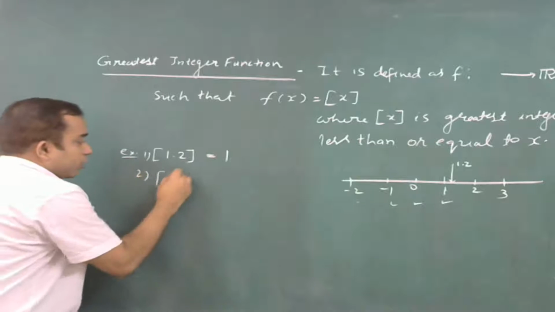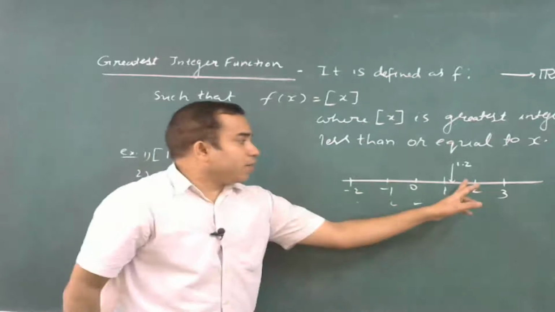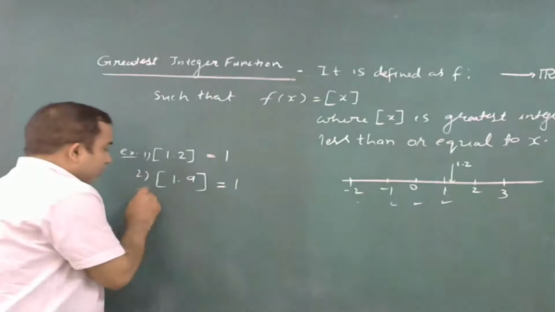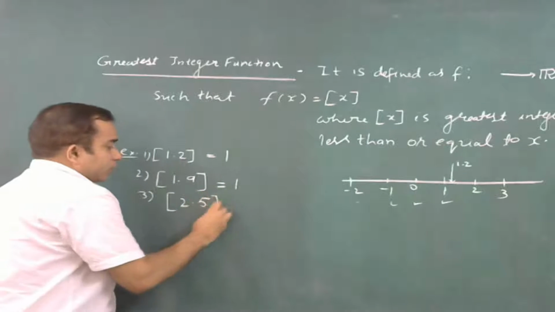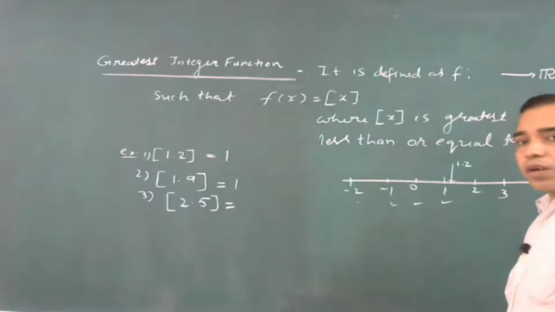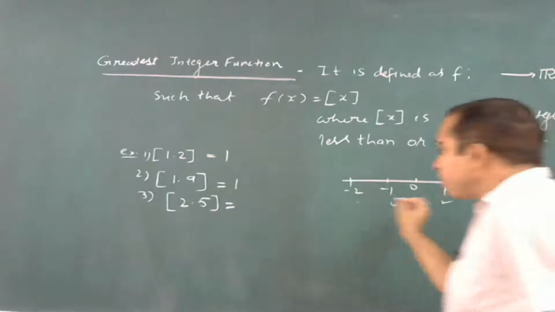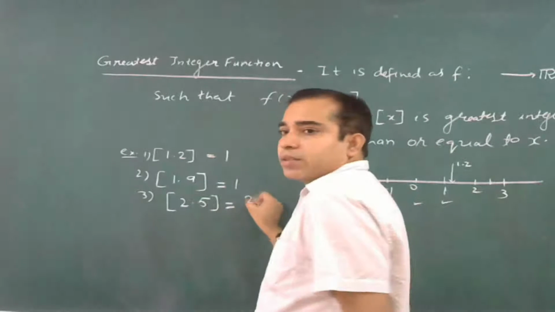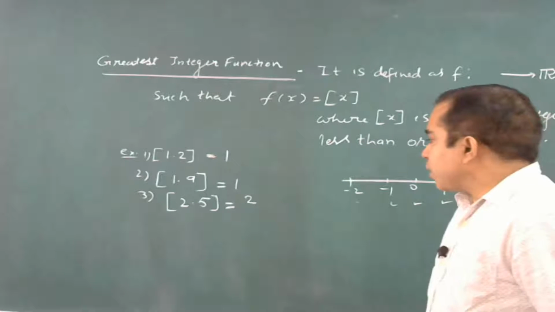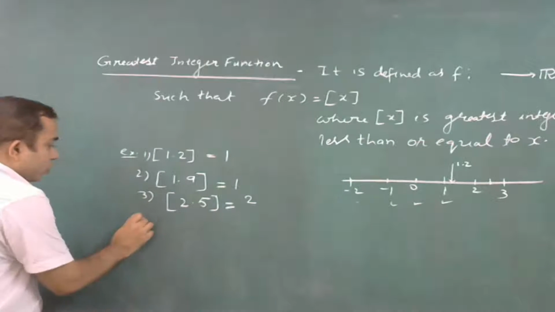So let us do some more experiments. Let us find the greatest integer of 1.9. That also will be 1. 1.9 will be here, and on the left side the closest integer is 1. The greatest integer value of 2.5 will lie here, and it will be 2, isn't it? Right? So this is the way we find the value of the greatest integer.